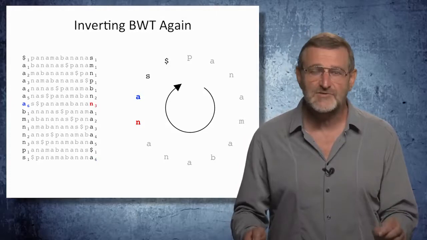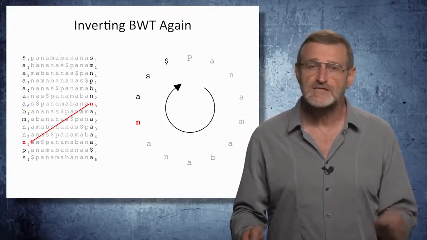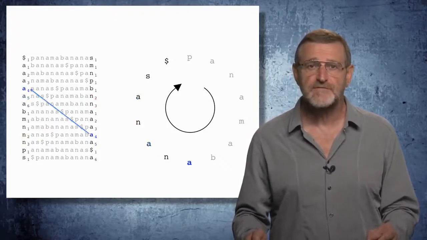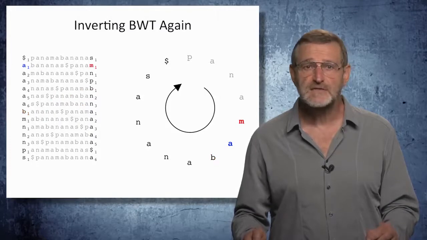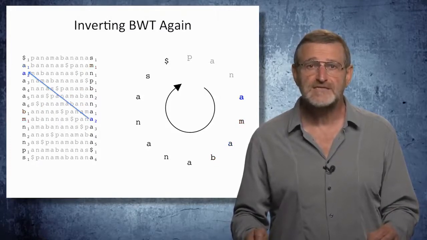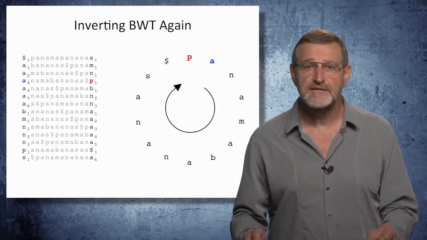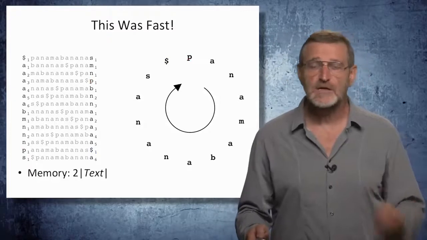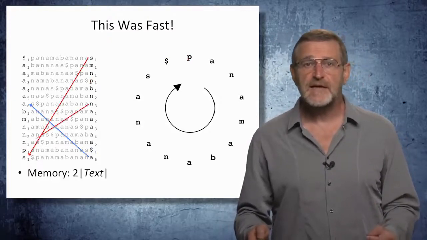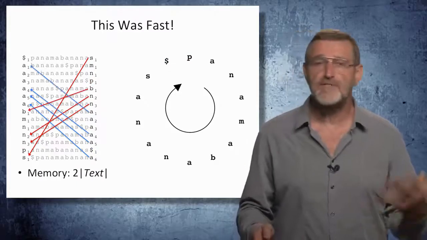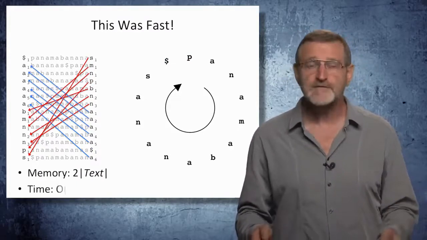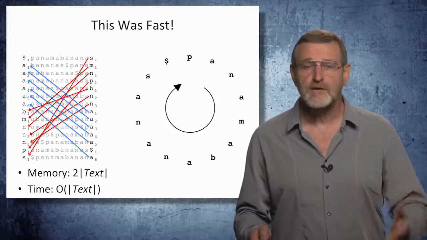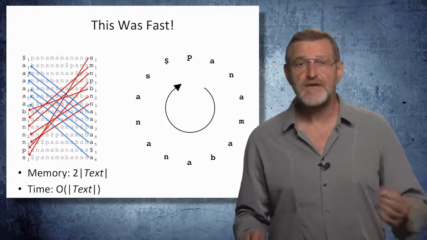And we know where N3 is located in the first column, so let's move here, and we'll continue moving through the matrix according to the first-last property, and slowly but surely we will be spelling our original text. And when we finish, we notice that the memory we took is only 2 times text, and the time we took is simply following these pointers that are defined by the first-last property, which is also O in the length of the text. So we are done.